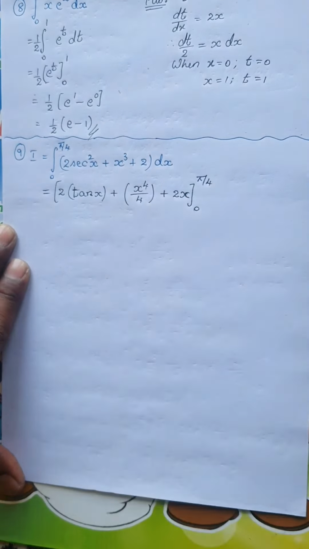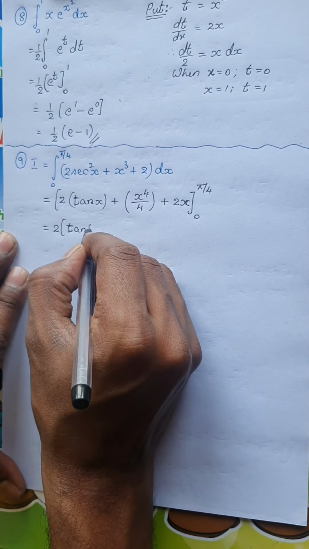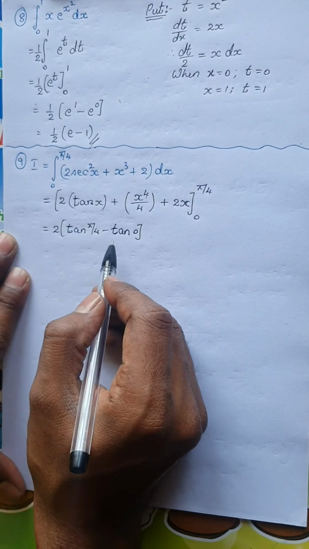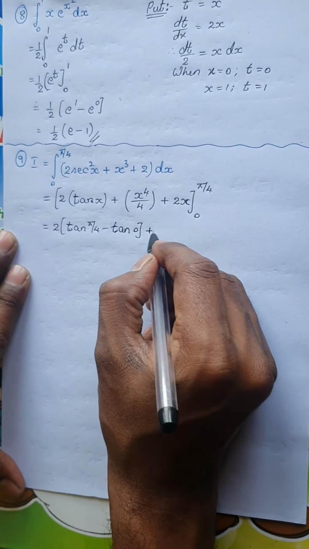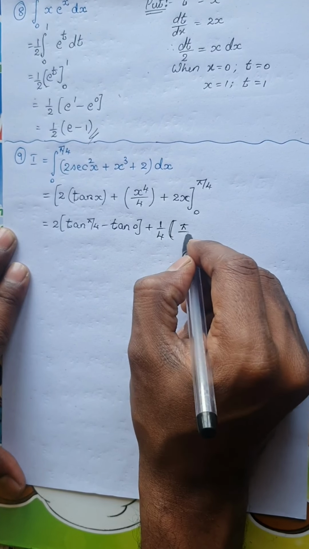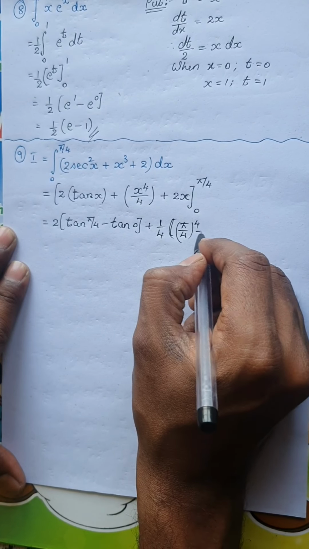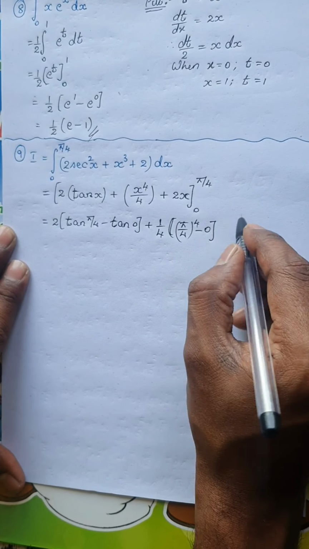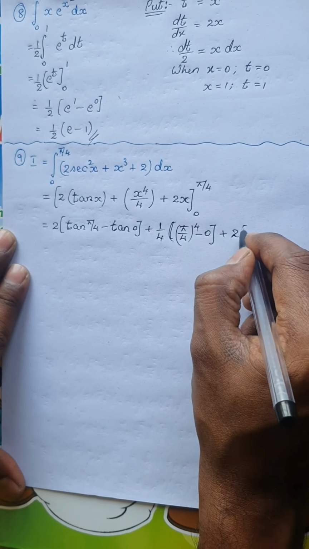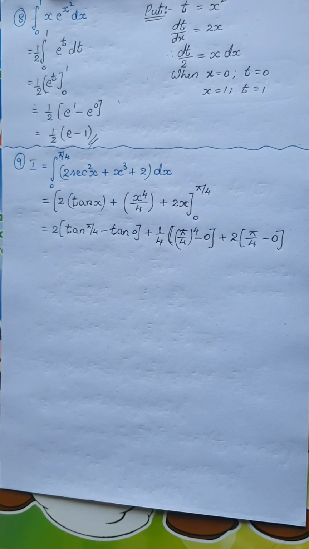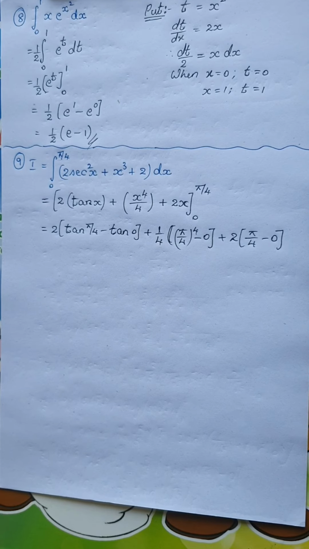Right. Let us apply the limits now. Now 2 is a constant, so along with 2, let me apply the limits. So this is tan pi by 4 minus tan 0, so tan of upper limit minus lower limit. Now plus 1 by 4 is a constant, let me keep it as it is. So this would be pi by 4 whole power 4 minus 0. 0 power 4 is 0 itself. Plus 2 is a constant. Now it is pi by 4, the upper limit, minus 0, because you just have x. Substitute for x with the limits.